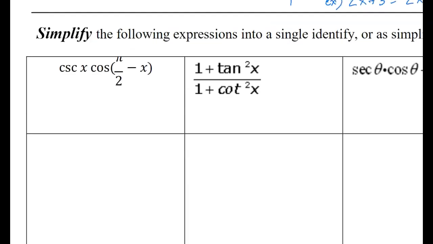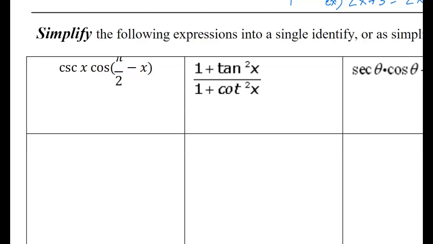So whenever we're trying to simplify, and that's what it's asking us to do here, we're trying to simplify an expression to only a single trig function, or as simplified as it possibly can get. In all of these problems, whenever you see a reciprocal function, one of the things that you should do is, instead of writing the reciprocal, write the original function.